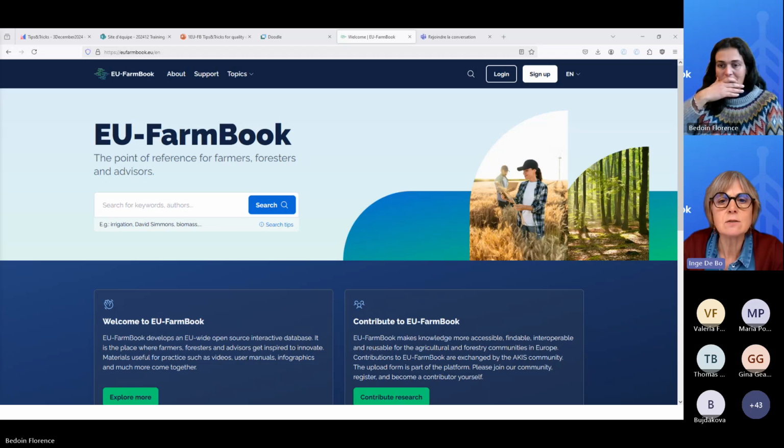And I think there are still two short questions. Is there any economy involved if contributing to or using materials from EU-FarmBook? No, I think it's all freely accessible. It's for free. It's giving you more project output visibility and real uptake in practice. It's not that you are rewarded with money or something.